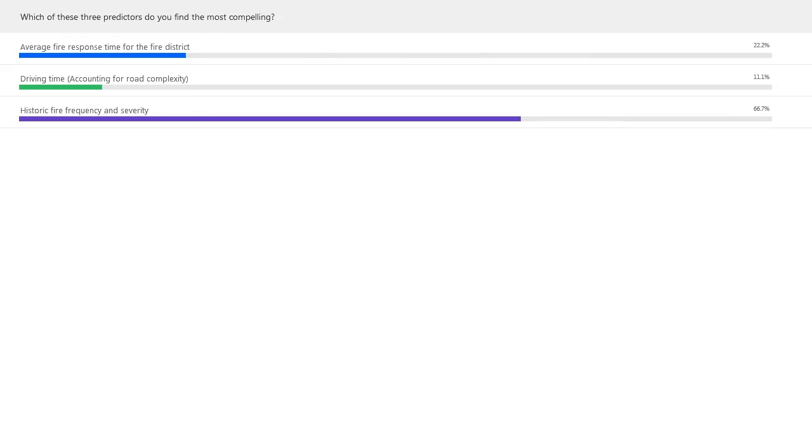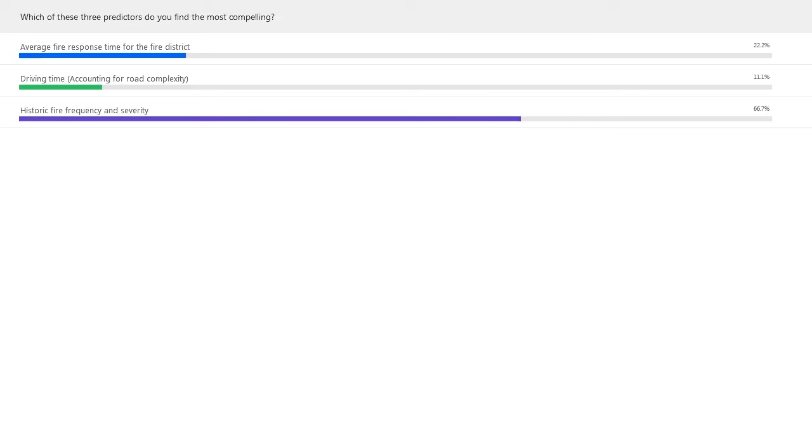Okay, we have a vast majority saying historic fire frequency and severity. Scott, do you want to speak to that answer? Yes, absolutely. So I agree. I think that this is the most important factor. These sort of loss statistics empirically are the most important predictors, and it is a major factor in getting the score correct.